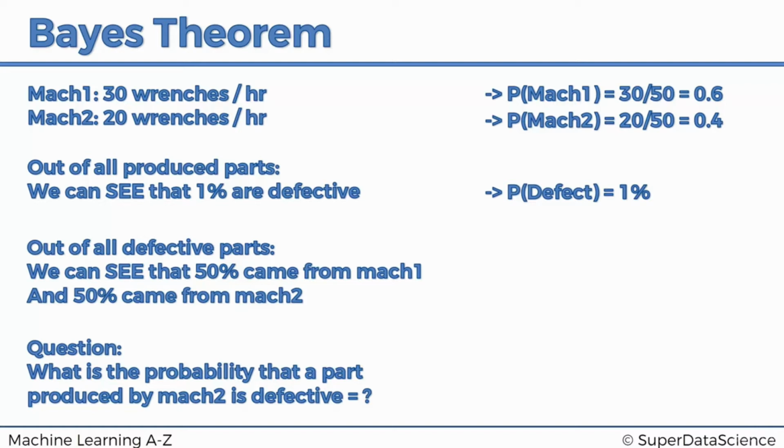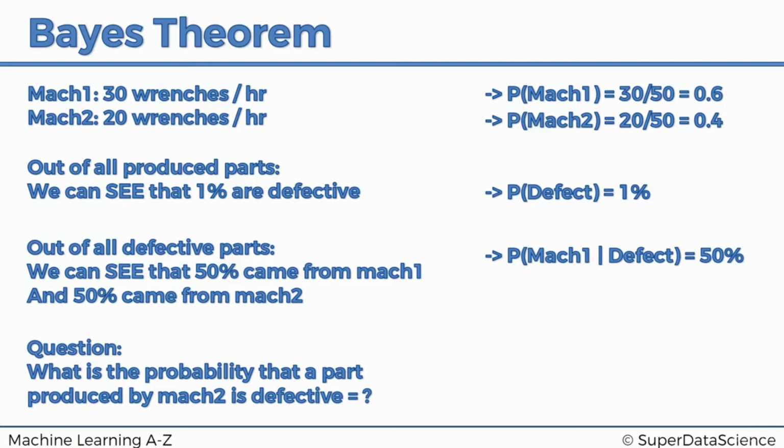All right, and now we're moving on to part 3. Out of all of the defective parts, we can see that 50% came from machine 1 and 50% came from machine 2. So how do we write that in mathematical terms? And this is the interesting part. Let's start with the machine 1 part. 50% came from machine 1, meaning that if we're only looking at the defective parts, then the likelihood that any part we pick out came from machine 1 is 50%. And the way to write it in mathematical terms is this way.